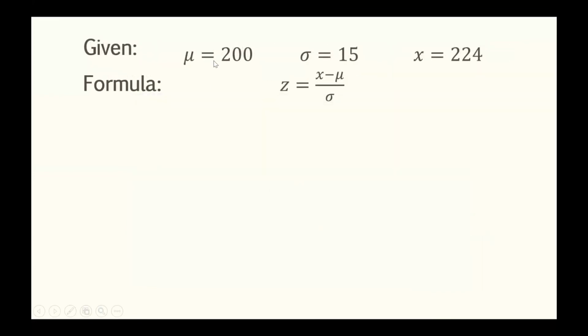Given in the problem, we have mean 200, standard deviation, we have 15, and the raw score is 224. Using the formula, just substitute. We have z is equal to 224 minus 200 all over 15. So using your calculator, that is approximately 1.60.